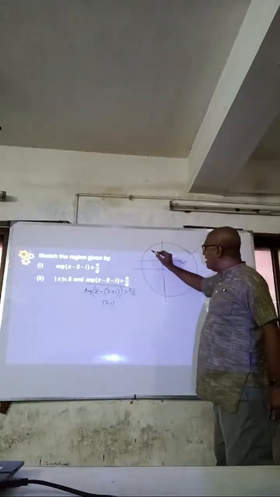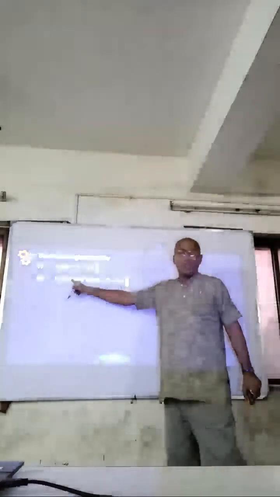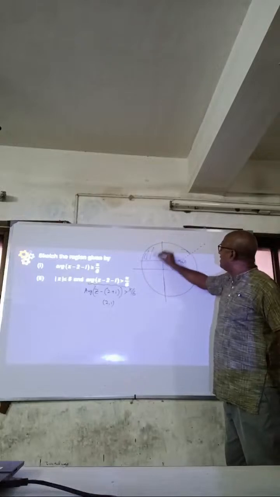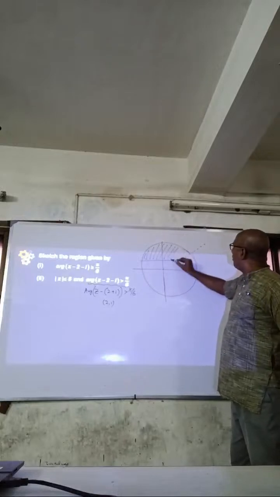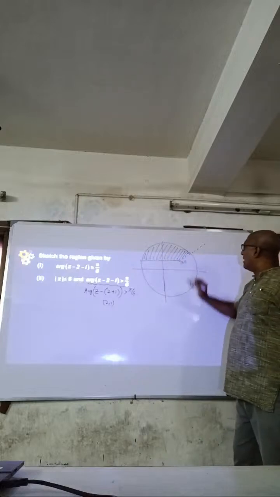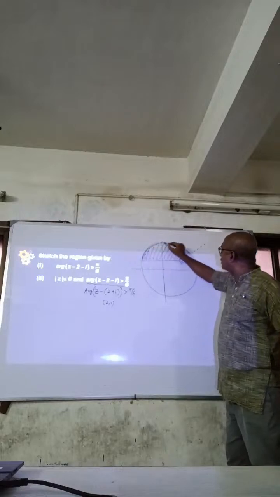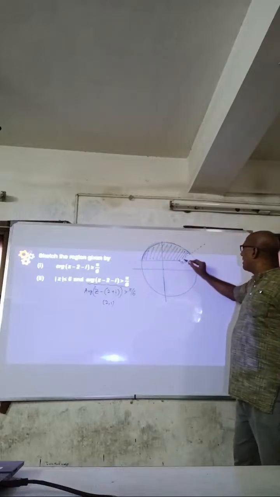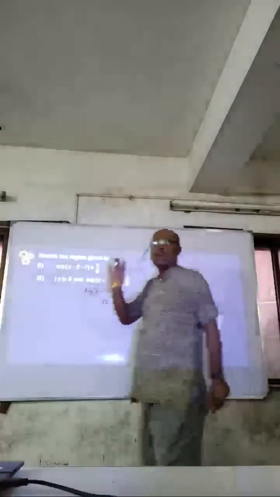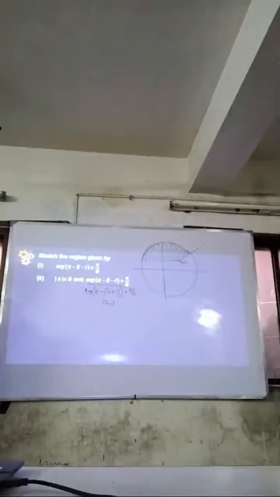We are only talking about this portion. Look carefully: greater than or equal to, so the point can be on the circumference also. So we are talking about any point on this region. But be very careful, this arc is also included, but this line is not included. So that will be our region.